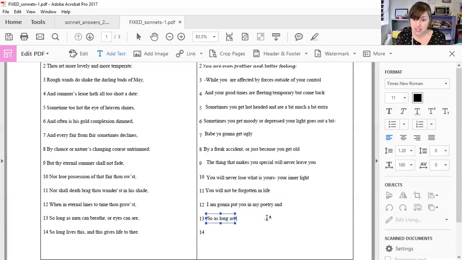So as long as there are people on this earth to read poems, then you're going to be read about, and therefore live forever, right?